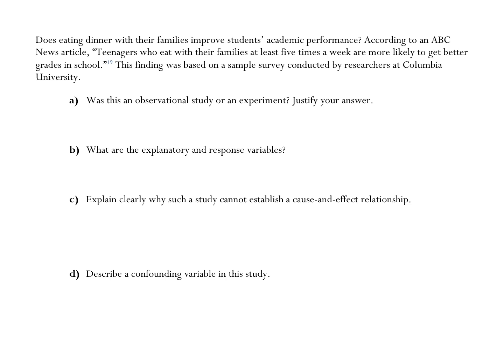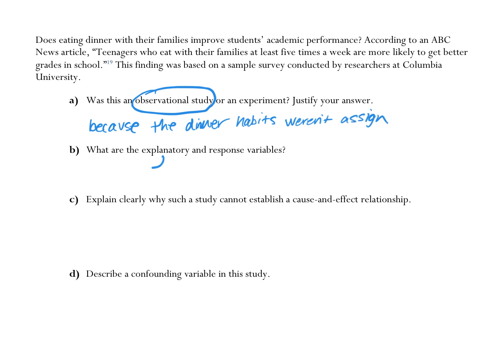So, was it assigned? Like, hey, you have to eat with your family 5 times this week. You have to eat with your family 3 times this week. You have to eat with your family 7 times this week. Do you guys see what I'm saying? Was that assigned to the kids? No. So this is an observational study, and I know this because the dinner habits weren't assigned. And we can say that explanatory variable, like we said a few seconds ago, is essentially the dinner. I'm going to call it the dinner habits.